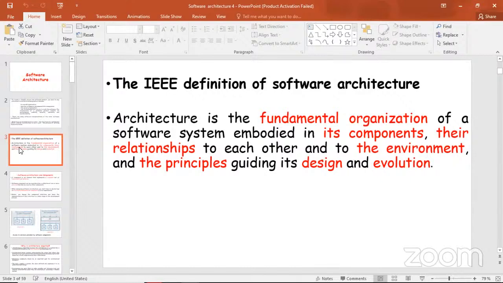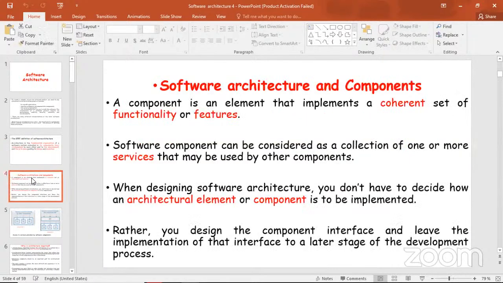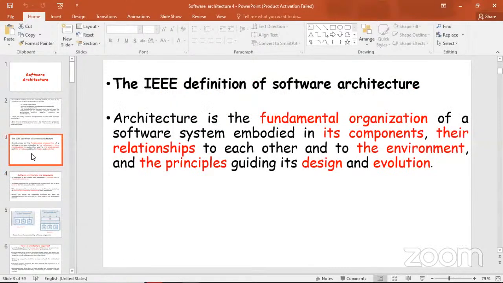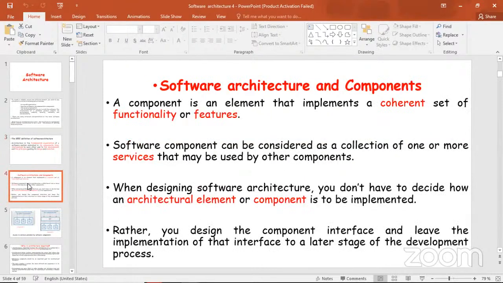When I mean evolution, if you are using the agile process, the frequent releases that you have is called the evolution or the maintainability, right? So software architecture and its components. The first thing is architecture is the fundamental organization of a software system embodied in its components. So we want to look at the components that make up software architecture.